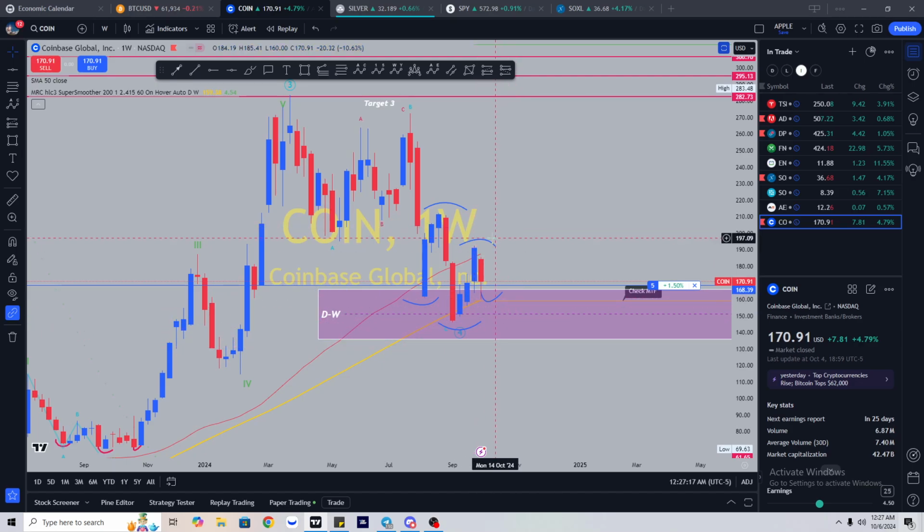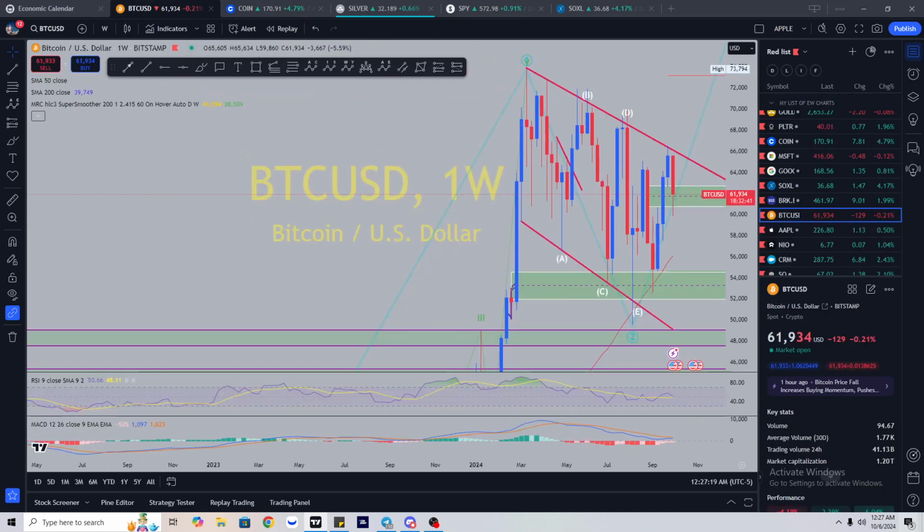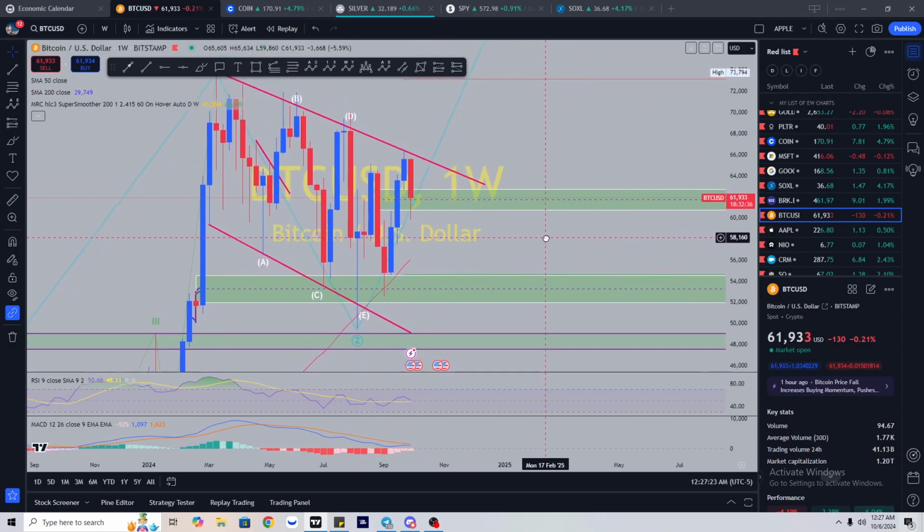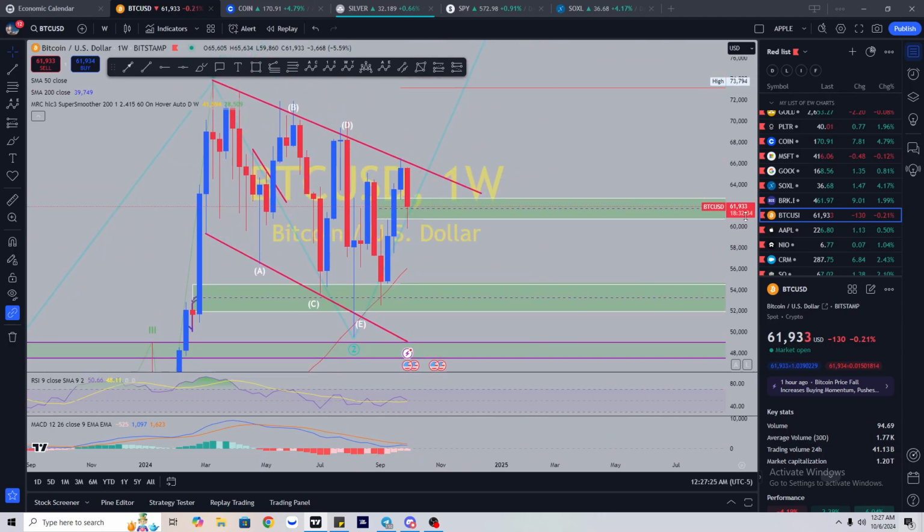Who knows? It depends on crypto. Actually, let me look at crypto real quick. We're still respecting the bullish zone. This weekly candle will end in 18.5 hours. So once that ends, we might get another body down here, probably a wick, go back up, and then hopefully go up, but we'll see.